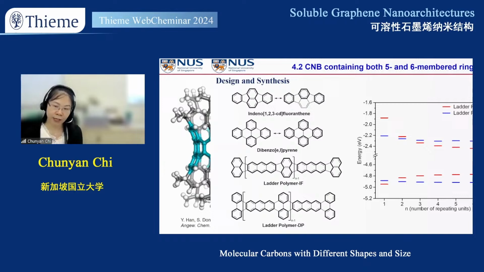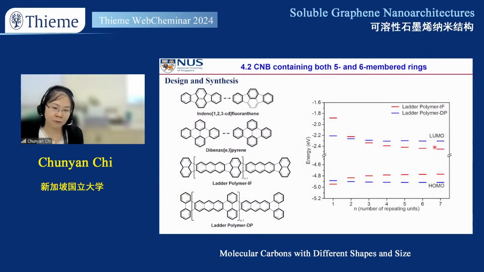Then after this work, we tried to do calculations. So we did calculations on these molecules with 5-membered rings, and then we compared to the molecules with all 6-membered rings. We found that the structures with 5-membered rings have a smaller HOMO-LUMO gap. So that means the structures with 5-membered rings are more conjugated. So then we plan to make belts containing both 5- and 6-membered rings.